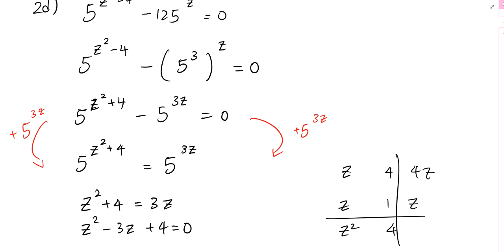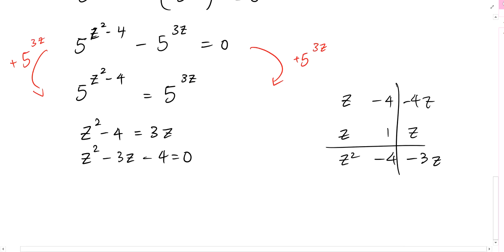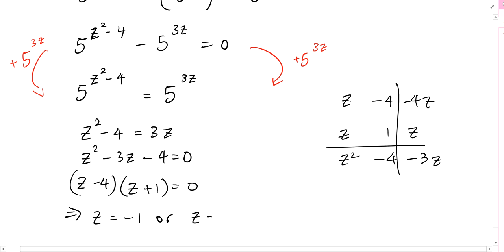Yeah, minus 3. It's minus 4 z squared. Oh yeah, I made a mistake over here. Minus 4. So this will be minus 4. Since I want a negative 3z, I need this to be negative, negative, negative. So z minus 4, z plus 1 equals 0. Z equals negative 1 or z equals 4.